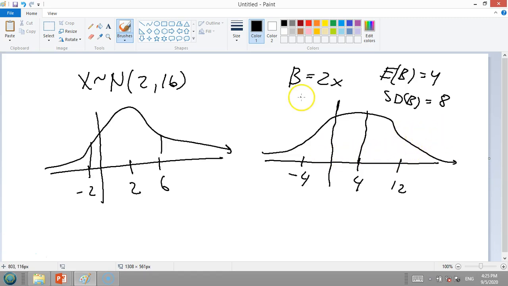And so in this case, you can use the mean and variance rules. This is the same thing. If you use the mean and variance rules, this is what you're going to get as well. B is normal with mean 4 and variance 64, because 64 is the variance. So we completed this problem.